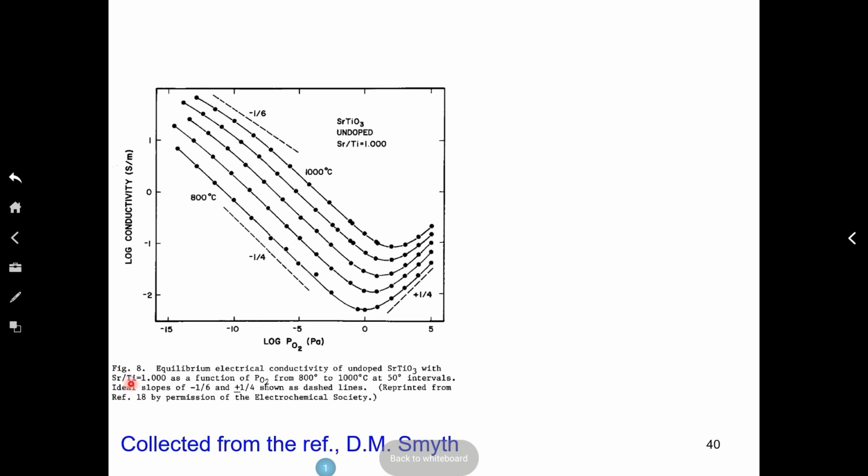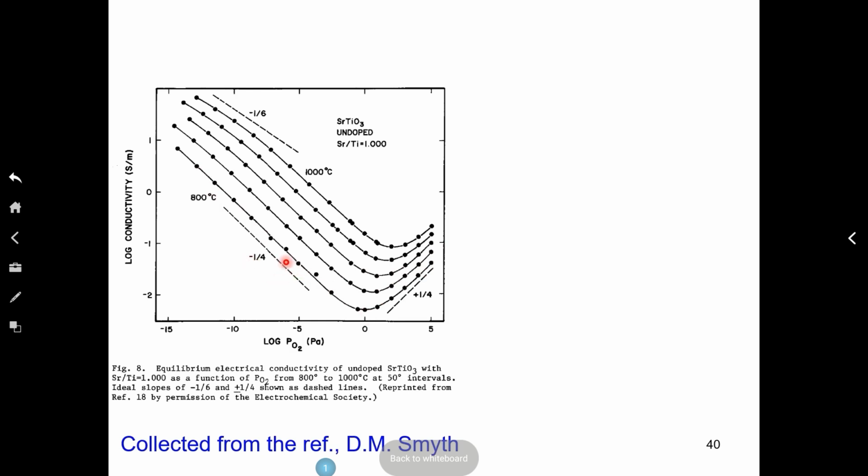You can see that this is, again, log of electrical conductivity versus PO2. You can see the material is strong. It's very important for our electronic material. It's going from a low PO2 n-type semiconductor to a p-type semiconductor. It doesn't have this ionic flat region.